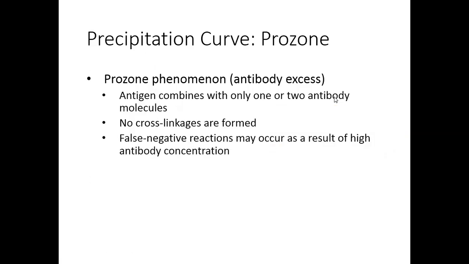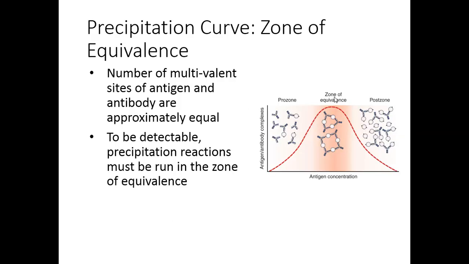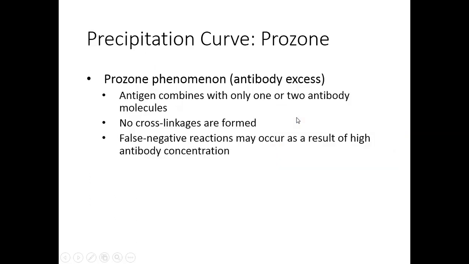I don't think we have to spend a lot of time here. Let's look quickly. Prozone: antigen combines with only 1 or 2 antibody molecules, no cross-linking. False negatives may occur as a result of the high antibody concentration. It doesn't mean that there wasn't really the right antigen there. It just means we couldn't detect it in the test. So it's a false negative reaction because we never saw that lattice formation.